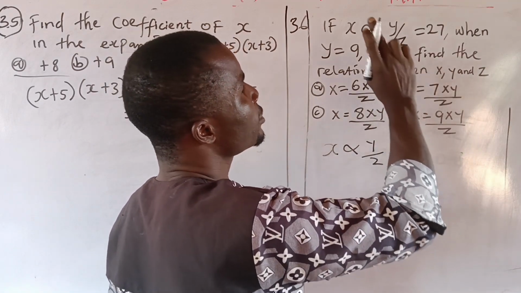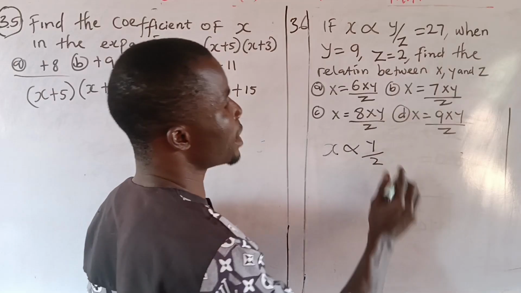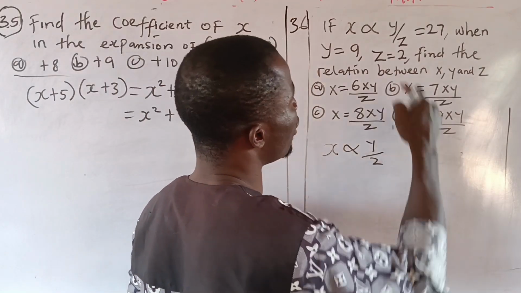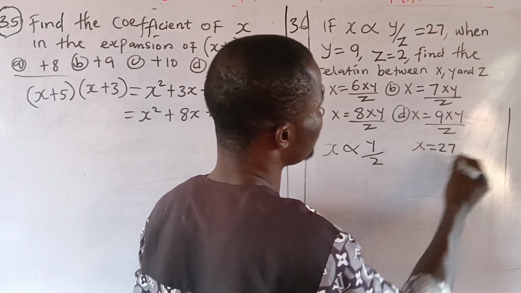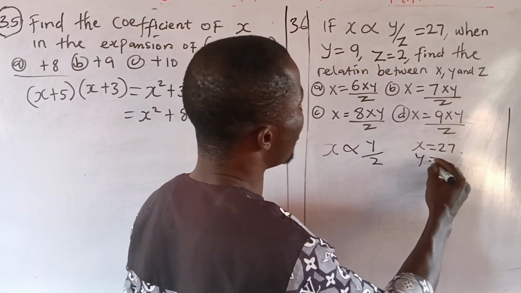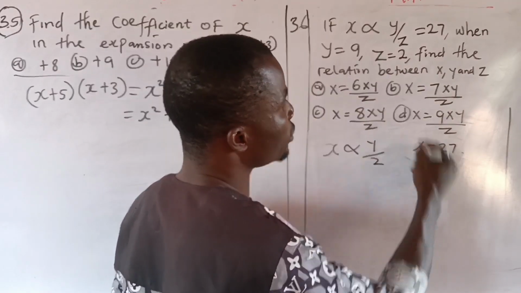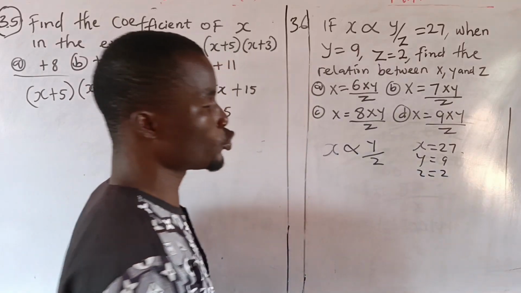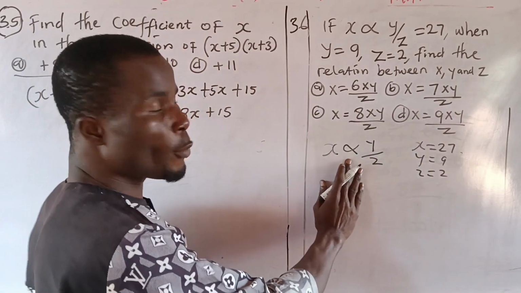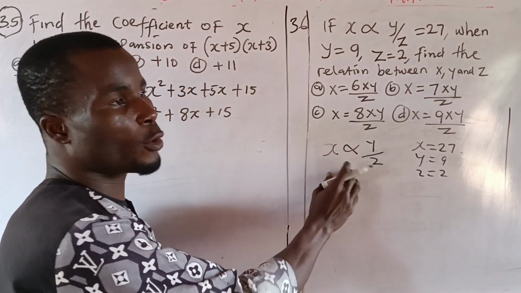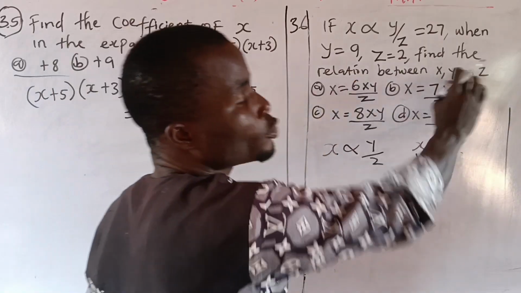They gave us x, y, z. Our s is 27. Our y is 9. And our z is 2. So before we proceed, we are going to get the relation between these.